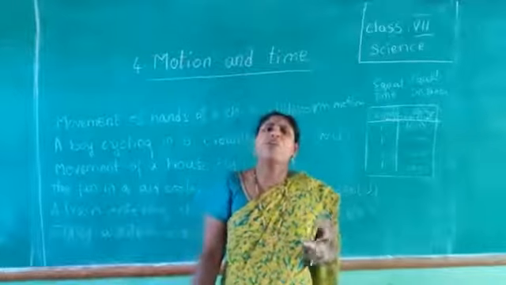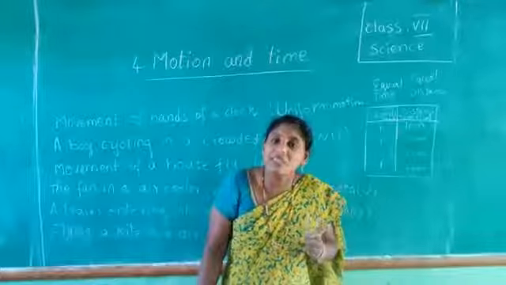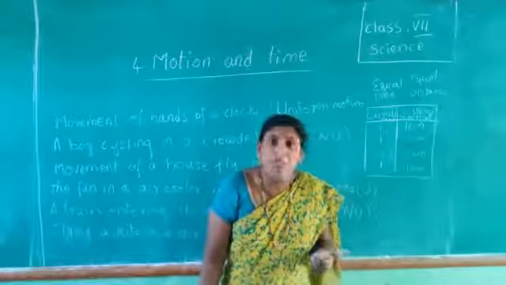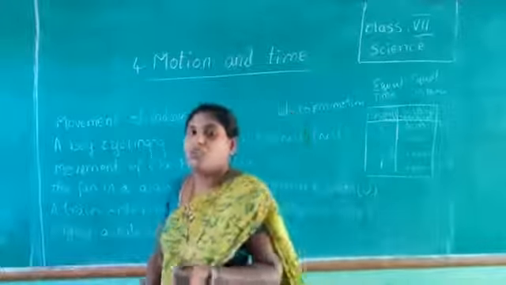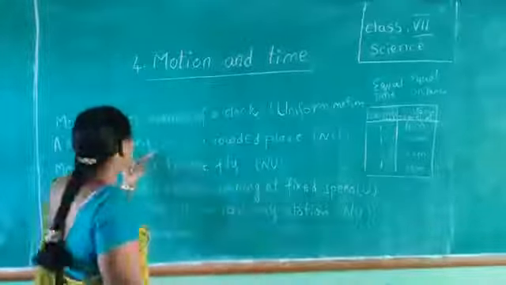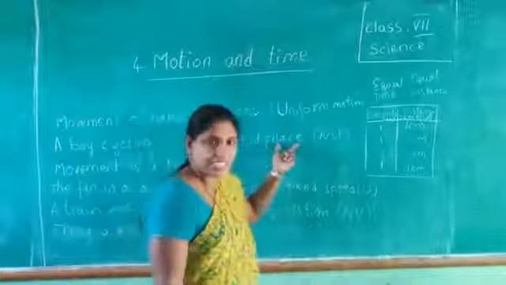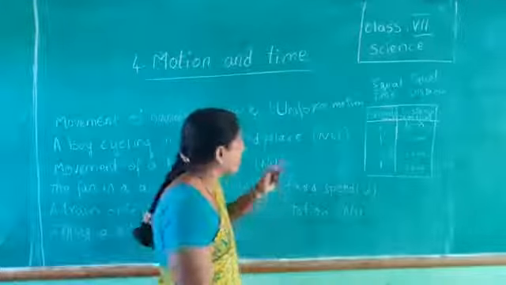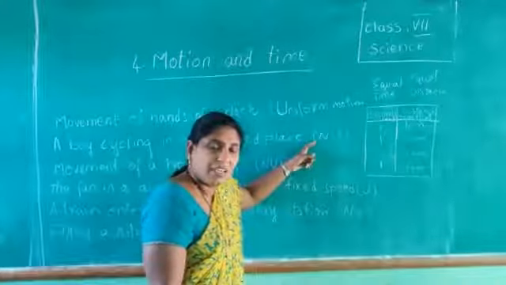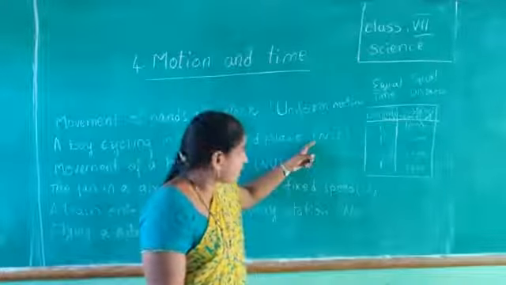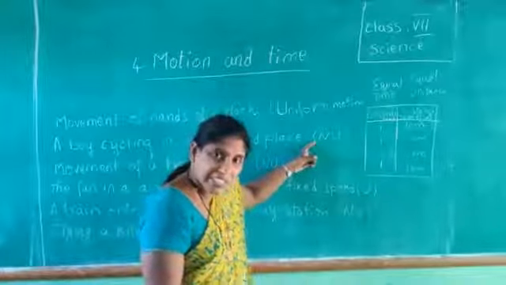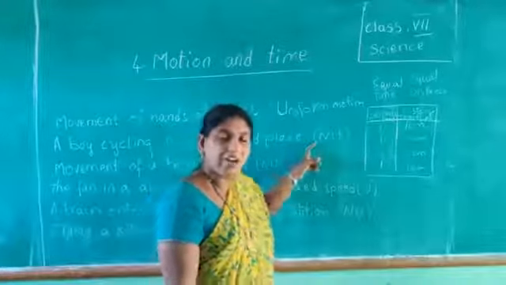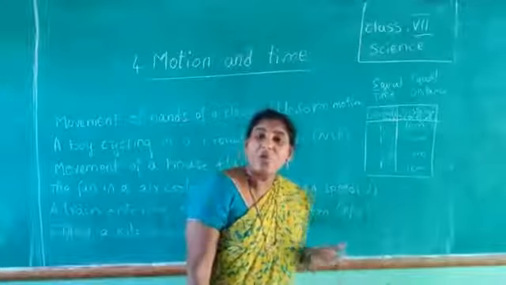That means he may not travel equal distances in equal intervals of time. So in such cases we can say that a boy cycling in a crowded place is a non-uniform motion. How can you say that this is non-uniform motion? Here the boy is not covering equal distances in equal intervals of time. Sometimes the distance covered will be more when there is no crowd.